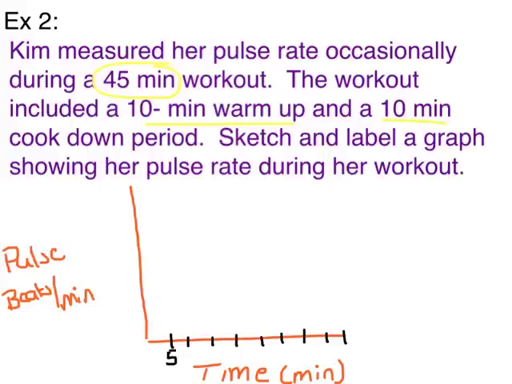So you're starting your workout and your pulse is normal. Then you work out for 10 minutes. So your pulse is going to go up as you warm up. Then during your workout, your pulse stays the same. And then the last 10 minutes of your workout, your pulse is going to come down because you have a cool down period. So this is your warm up.